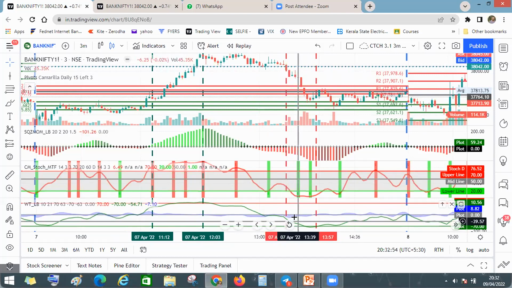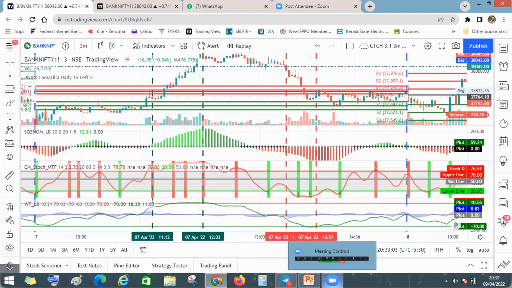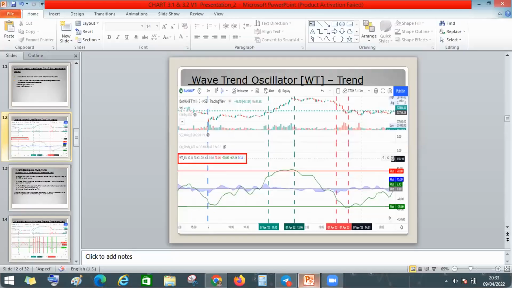Okay, the wave trend oscillator is also in the downtrend. So that is about the wave trend oscillator. Next, we will go back to the slide.